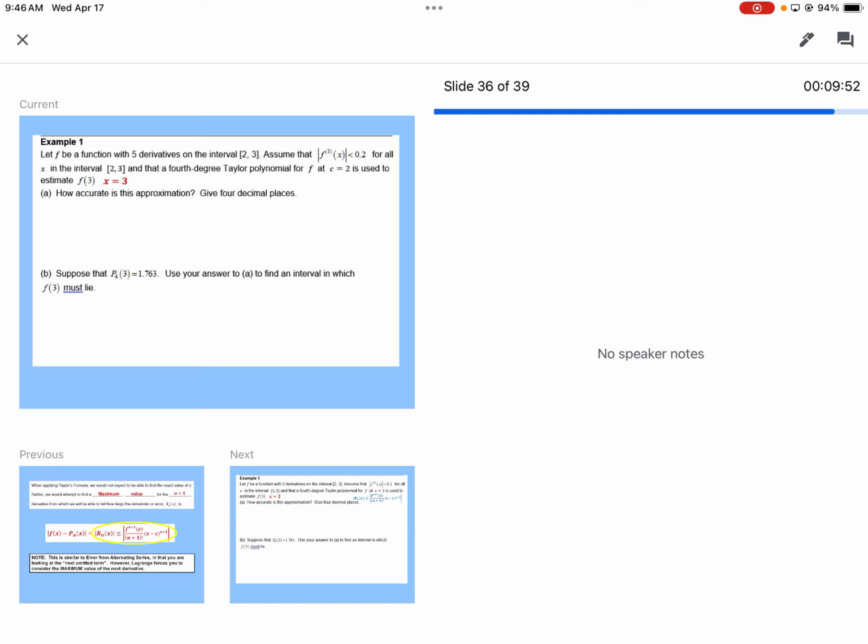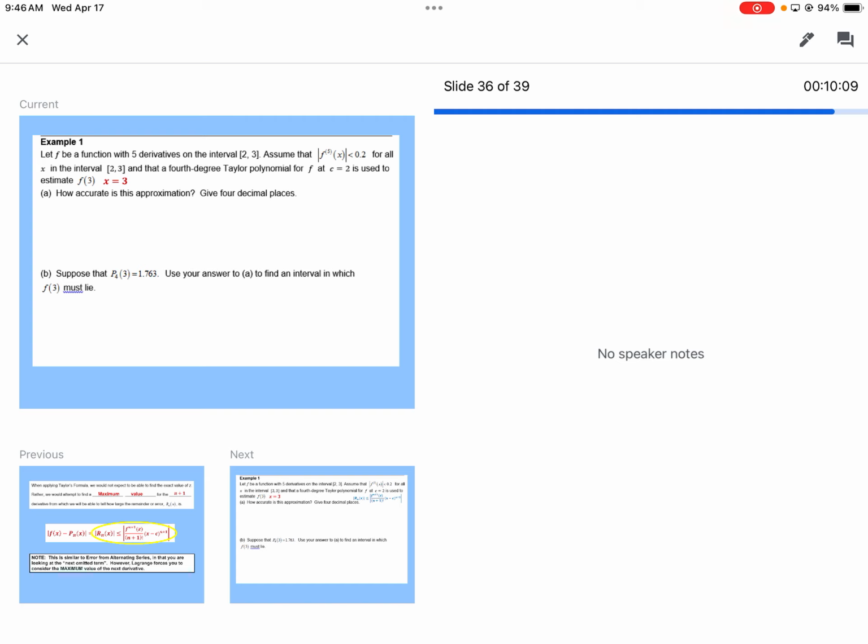No, they haven't asked that. So we would just like to know first, how accurate is this approximation? What is that question asking us? Remainder? Find the remainder. Yeah, find me the error. How accurate is it? All right, so first thing we write down is what?